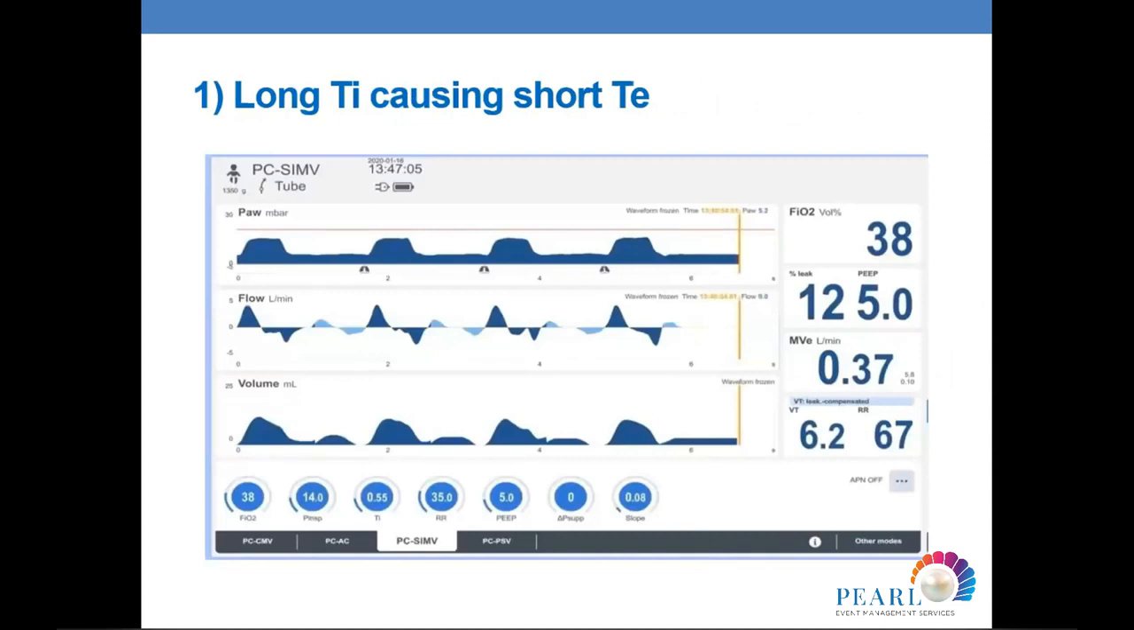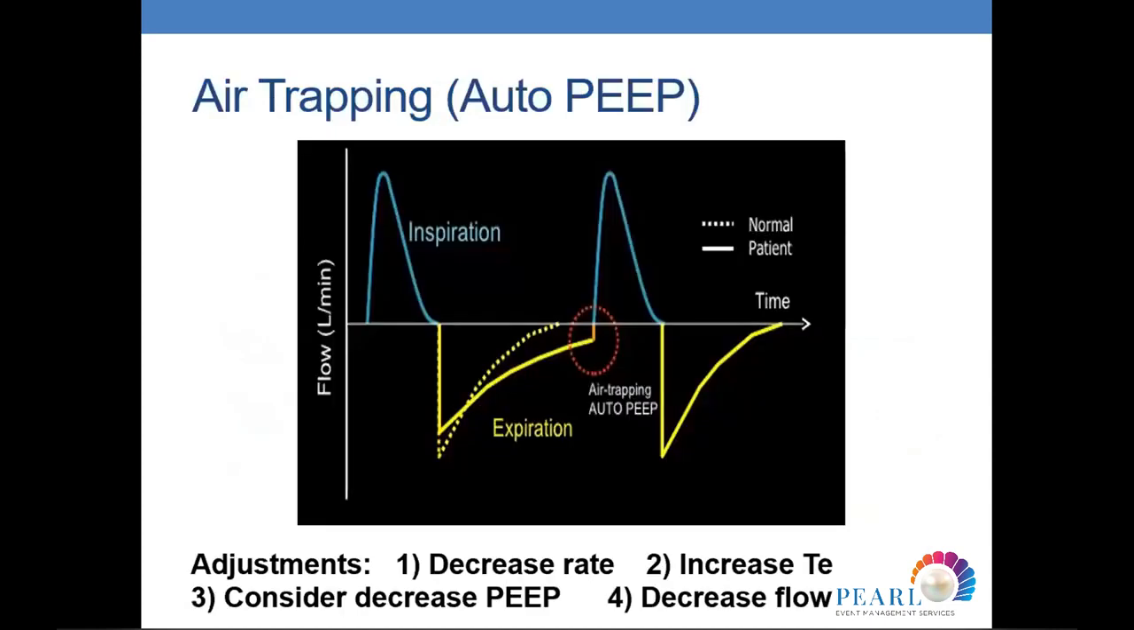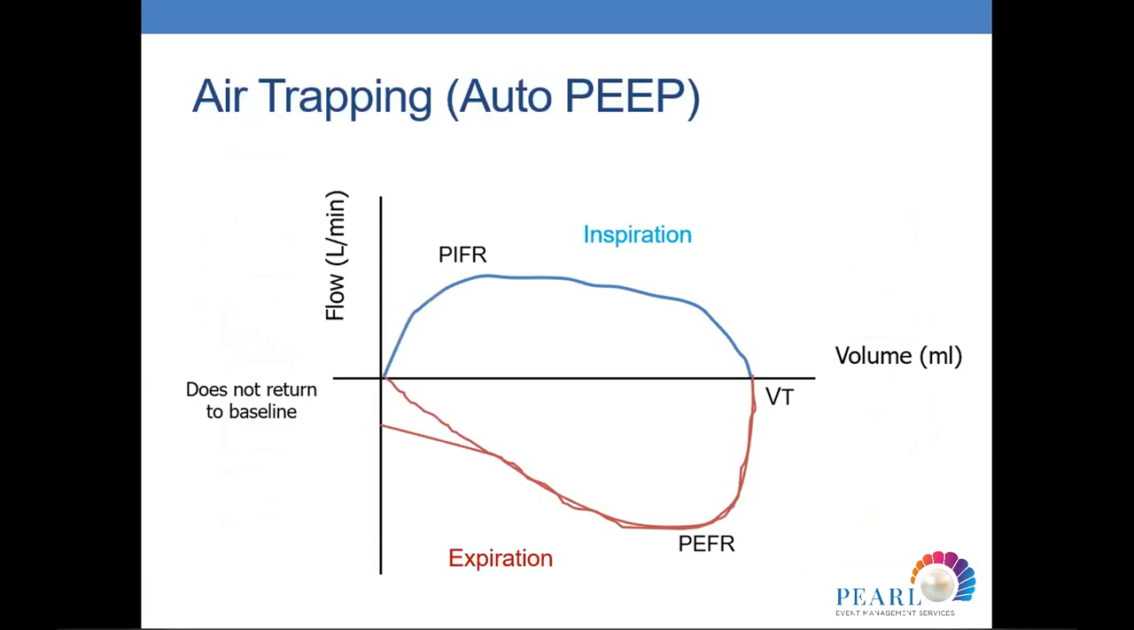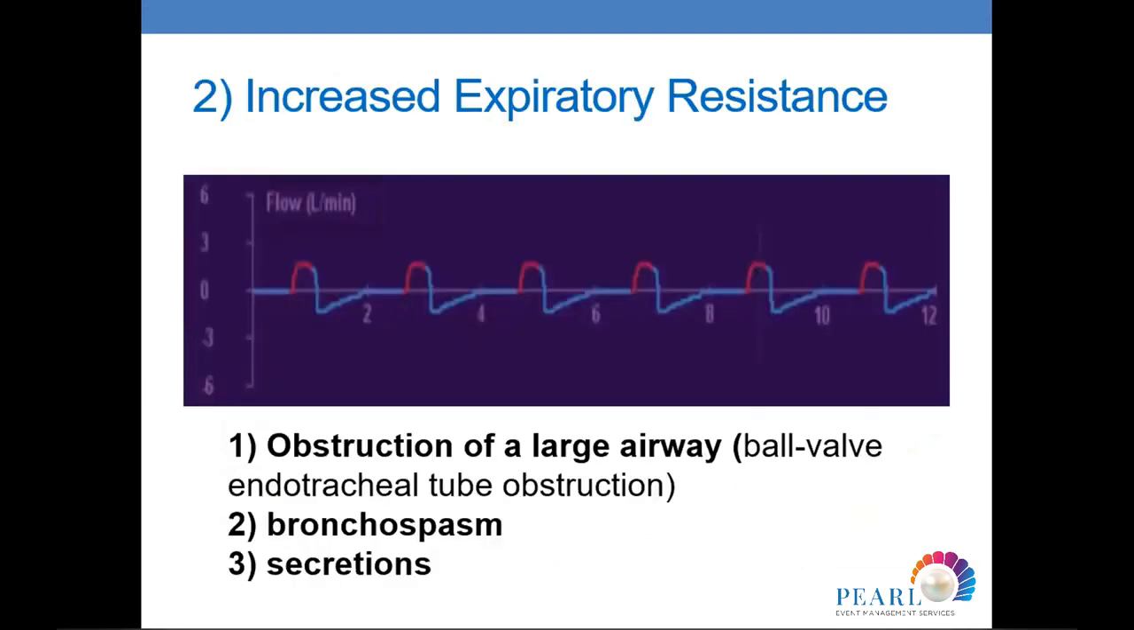So here, the air trapping. When the expiratory flow is not reaching zero, what will happen? There will be air trapping, and the air trapping will cause a sort of auto-PEEP. The best way to adjust it is either to reduce the rate, increase the I-time, or consider decreasing the PEEP. Again, here is how it looks in the loops.